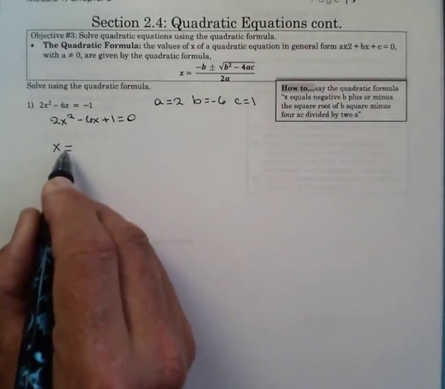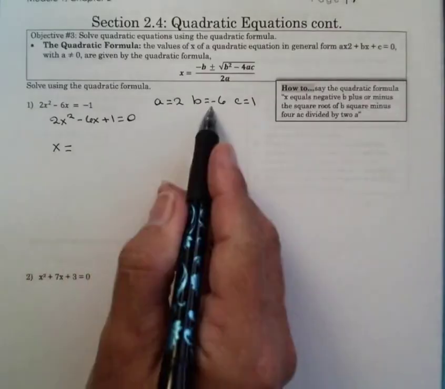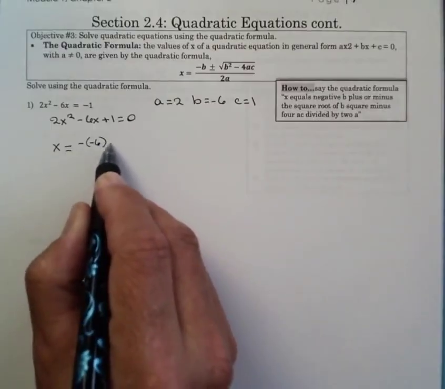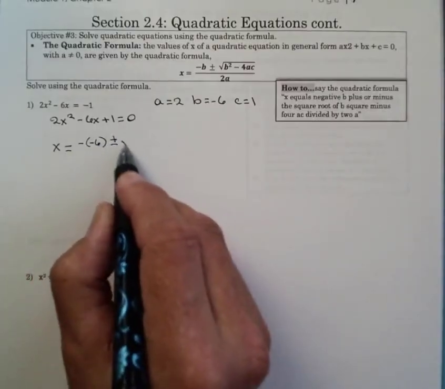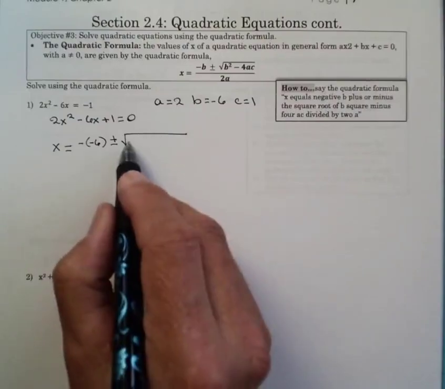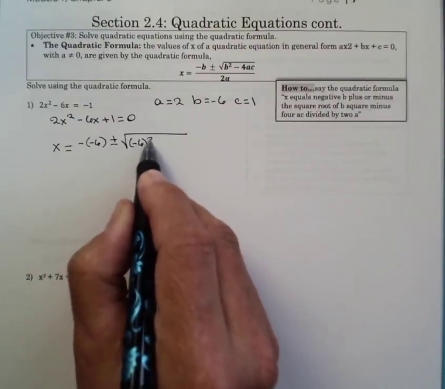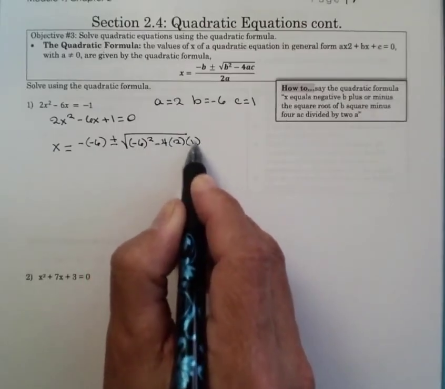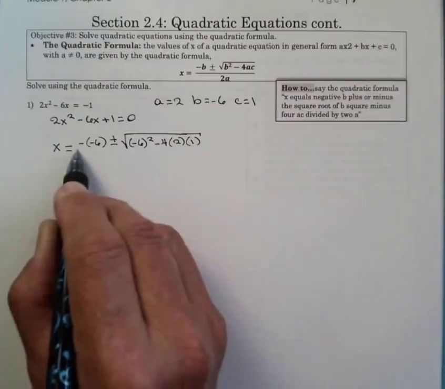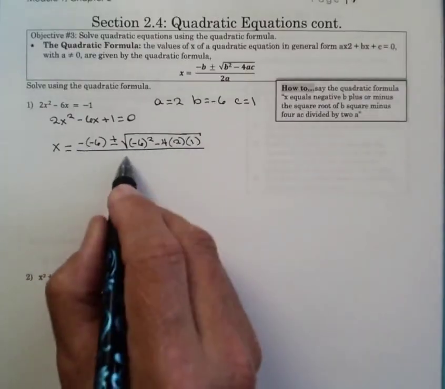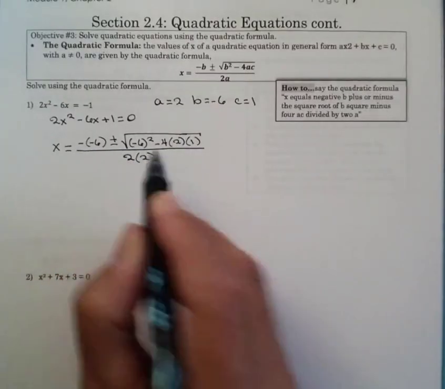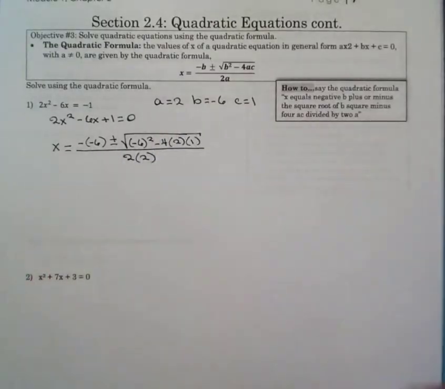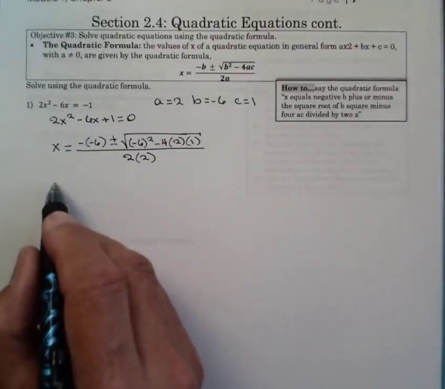So what is x? Well, x is going to equal negative b, a negative 6, if you want to think about it that way, is positive 6. And then I've got plus or minus the square root of b squared, which is negative 6 squared, minus 4 times a, which is 2, times c, which is 1. All that's under the radical. And all of this entire side is over 2 times a, which is 2. Sometimes it's a good idea to write it all down and check it before you go on doing the math, because it gets complicated from there.